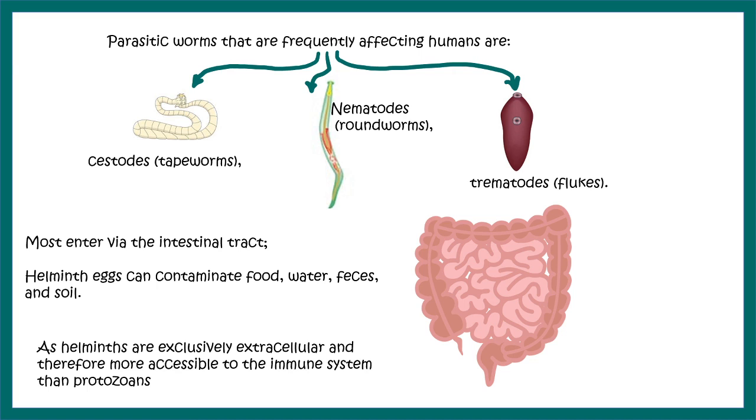Now, let me tell you, these helminths are exclusively extracellular, and therefore they are more accessible to the immune system to mount an immune response. Though they are accessible, they cannot divide inside our body to that extent, but they can mature inside our body. So the immune response is rather mild compared to, let's say, a virus or a bacteria. So let us look at how the immune system works against these kinds of helminths.